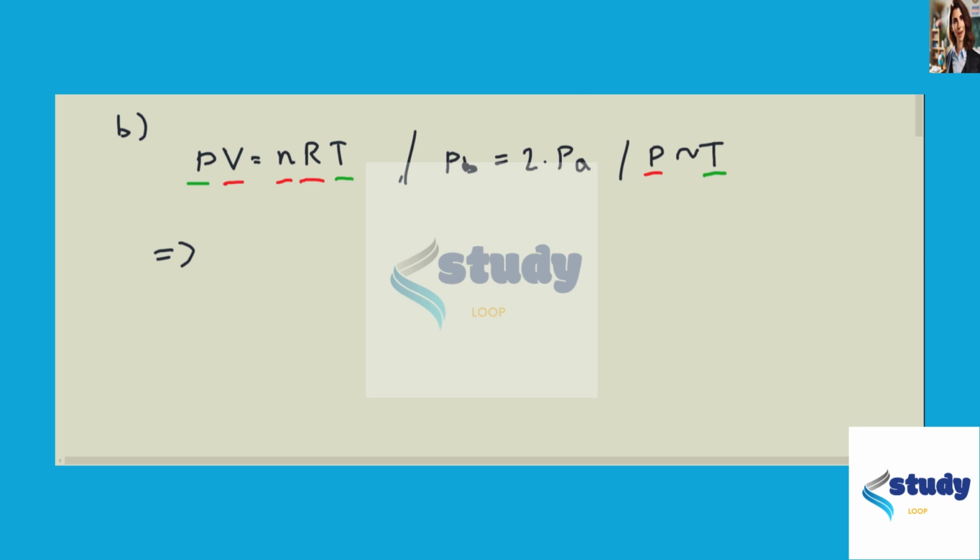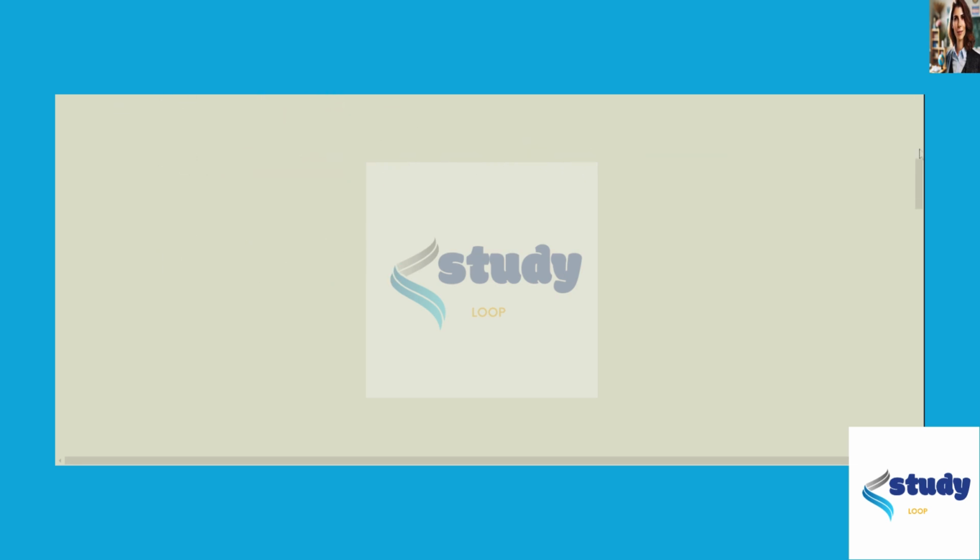So temperature at point B is going to be equal to 2 times temperature at point A. This is all from the law of proportionality in mathematics in general, and this is a specific solution for this question.